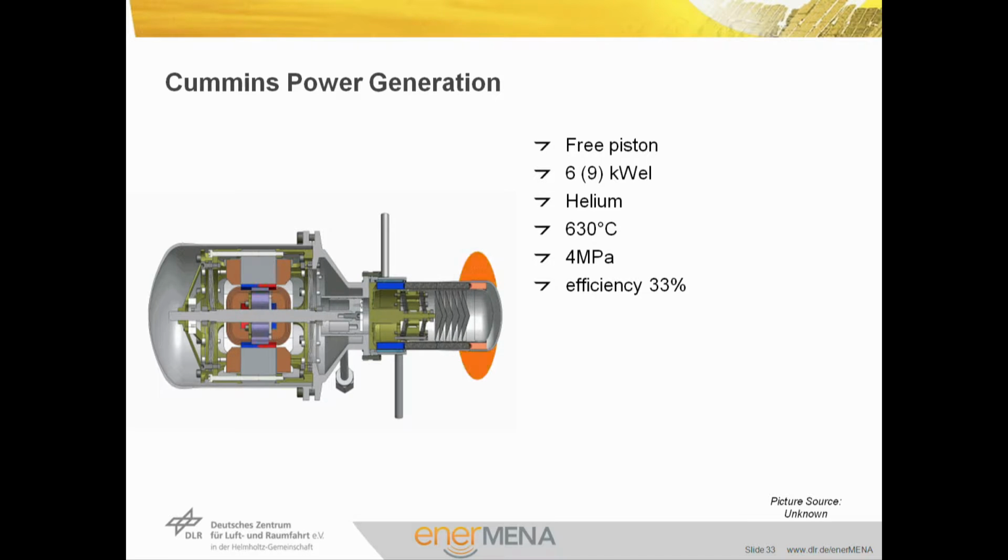On the left side, you can see the working piston of a beta Stirling engine, which is coupled directly to a linear generator. On the right side, you see the displacement piston, which is moving the working gas through the regenerator, which is integrated in the heating head. The Cummins three-piston Stirling engine was a 6 kilowatt Stirling engine using helium as working gas at a maximum temperature of 630 degrees Celsius with 4 megapascal of pressure. The conversion efficiency from thermal to mechanical power is 33%.